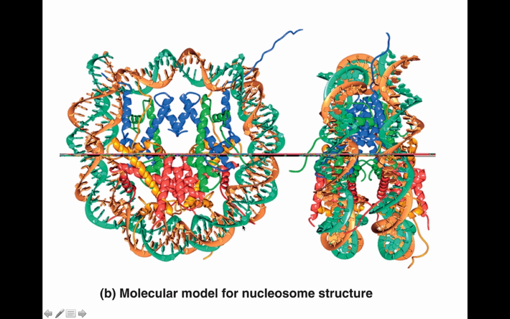Here's a ribbon diagram of a nucleosome structure where the DNA is in green and orange, wrapped around the core of the proteins, which are in these various colors for each of the 4 different types of nucleosome polypeptide: H2A, H2B, H3, and H4.